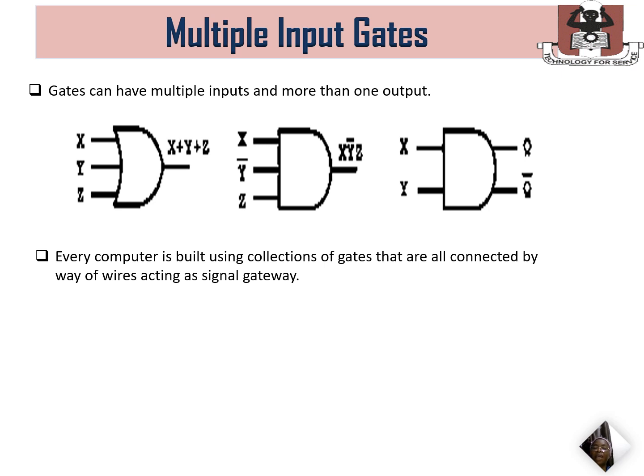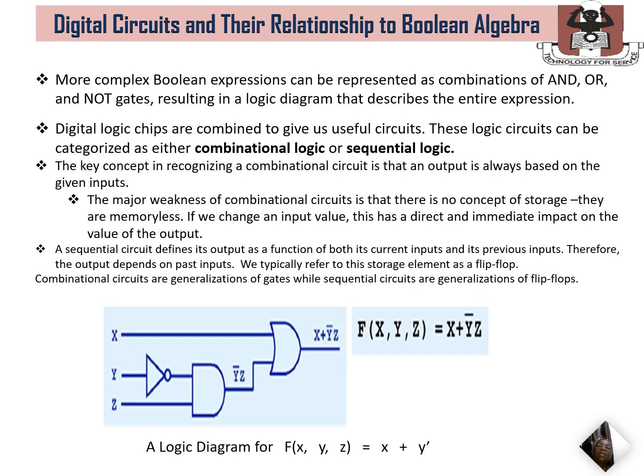So every computer is built using a collection of gates that are connected by wires acting as signal gateways. So let's look into some digital circuits and their relationship to Boolean algebra. From the slide, you can see that more complex Boolean expressions can be represented as combinations of AND, OR, and NOT gates, as you can see in this diagram.